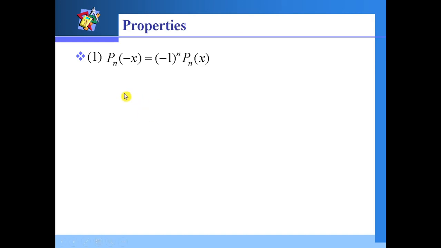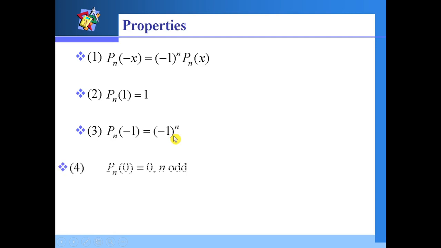Here are some properties. First, Pn(-x) = (-1)^n Pn(x). Second, Pn(1) = 1. Third, Pn(-1) = (-1)^n. Fourth, Pn(0) = 0 when n is odd. Fifth, P'n(0) = 0 where n is even. This is a remarkable point.